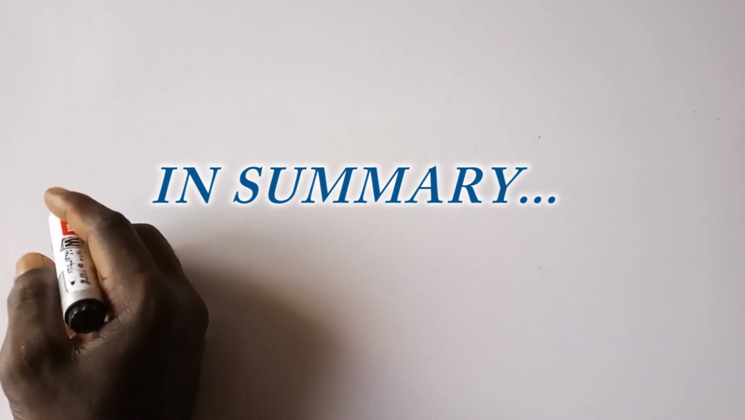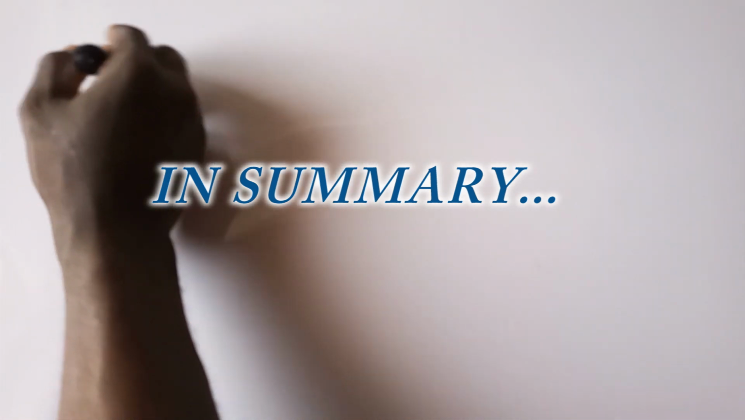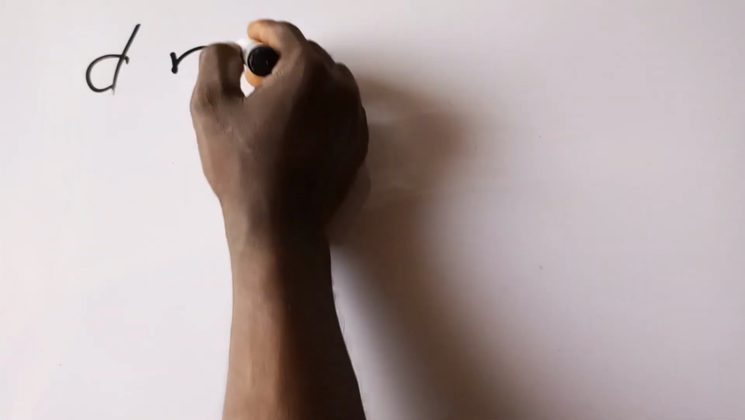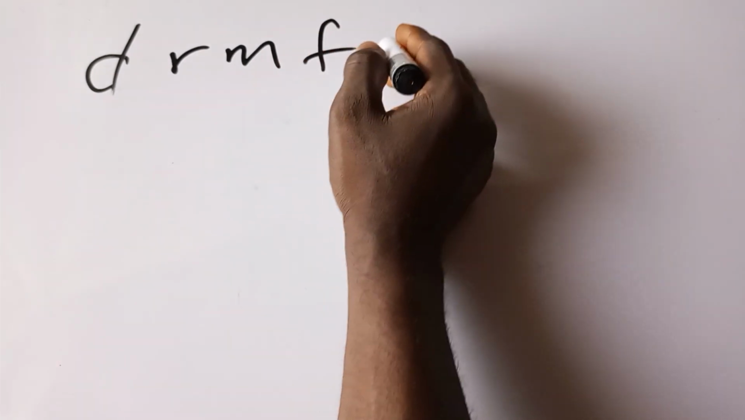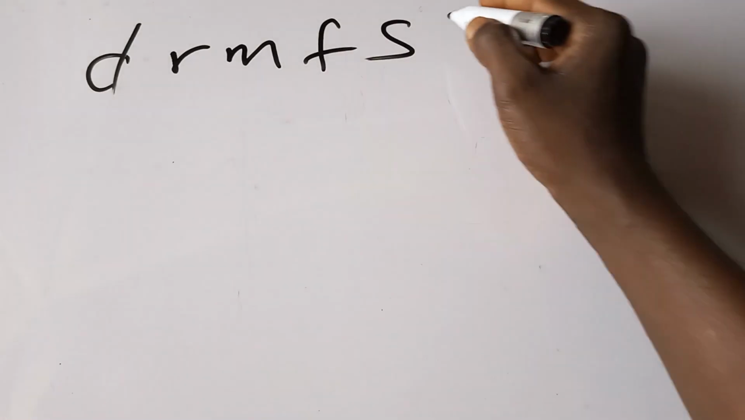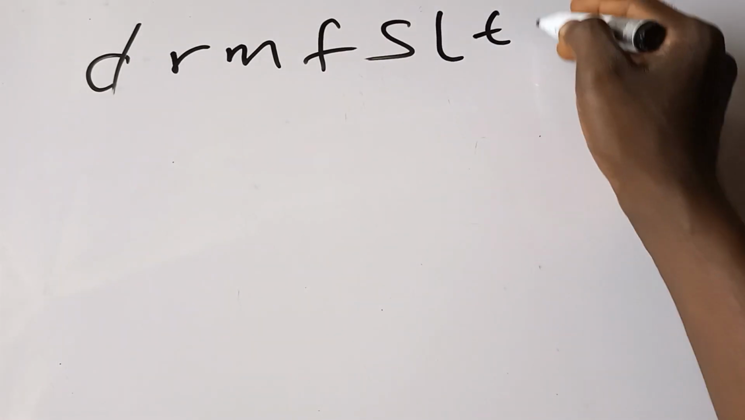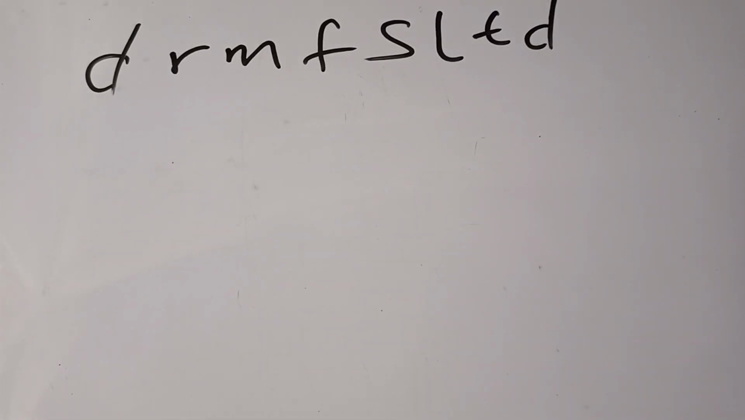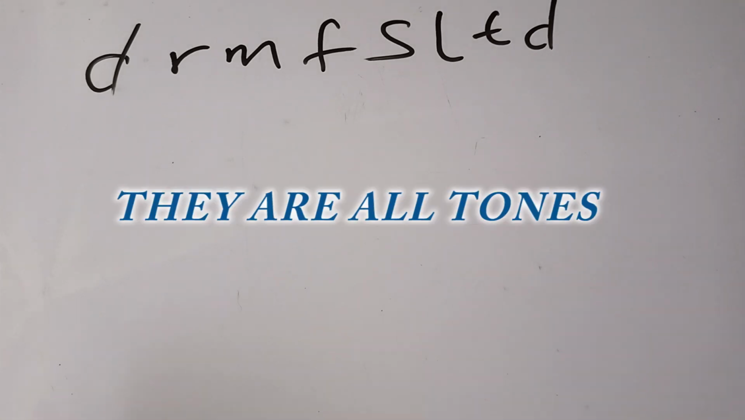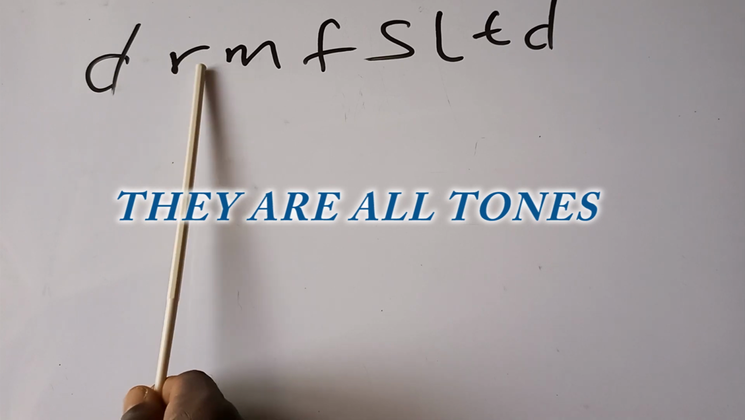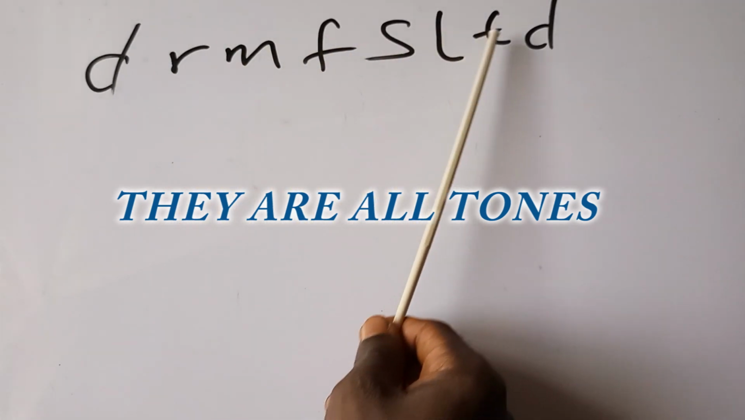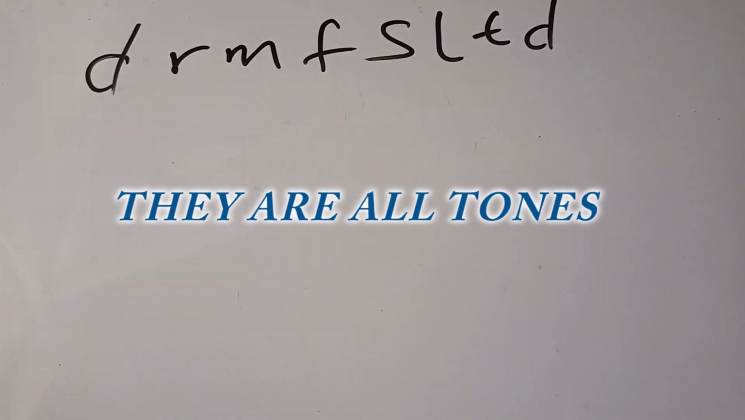In solfa notation, this is Do, this is Re, this is Mi, this is Fa, Sol, La, Ti, and Do. So the next one is, this can be a tone, this can be a tone, and so on. Each step can be a tone.